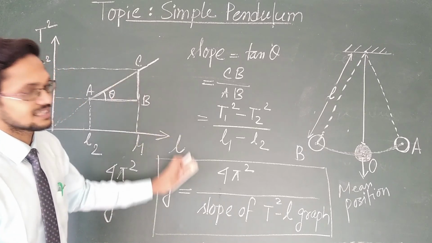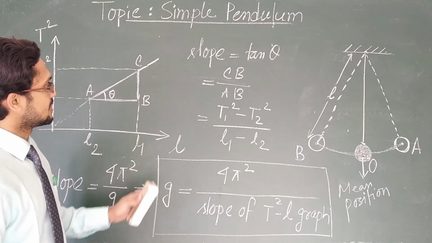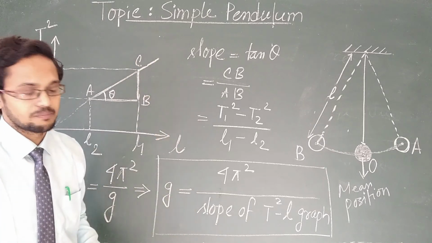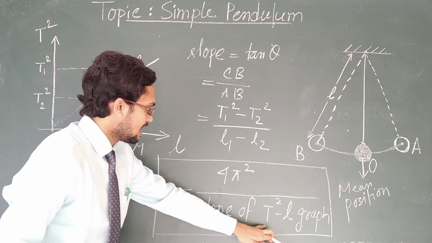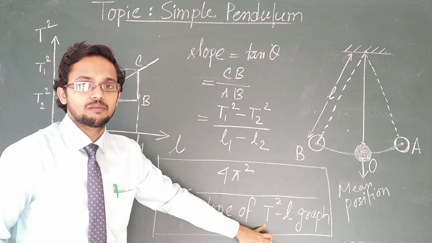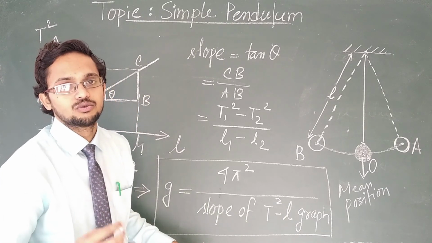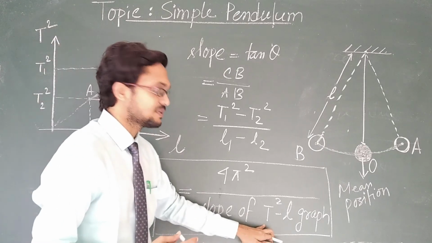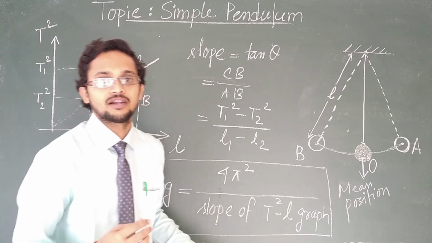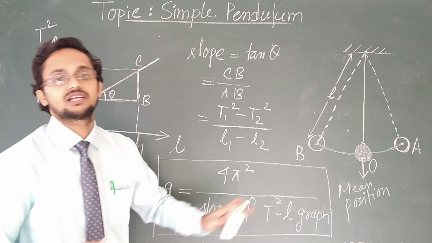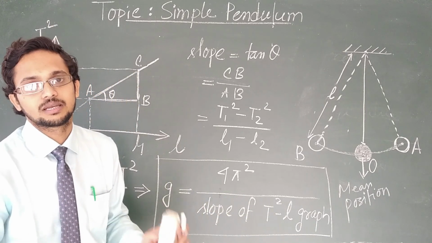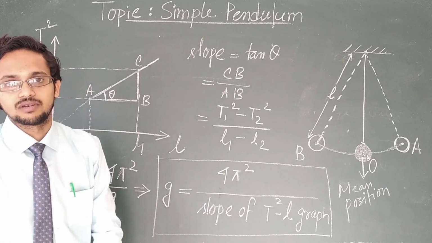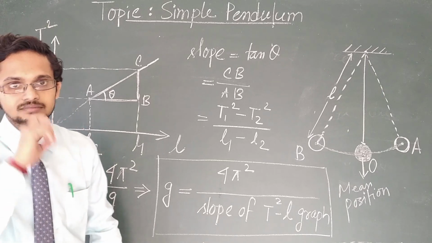So this is basically the thing in this part. In the next part of simple pendulum, we will see how the time period of a simple pendulum is related to different terms, on which factors the time period of a simple pendulum depends, and on which factors it does not depend. This thing we will see in our next part of simple pendulum.